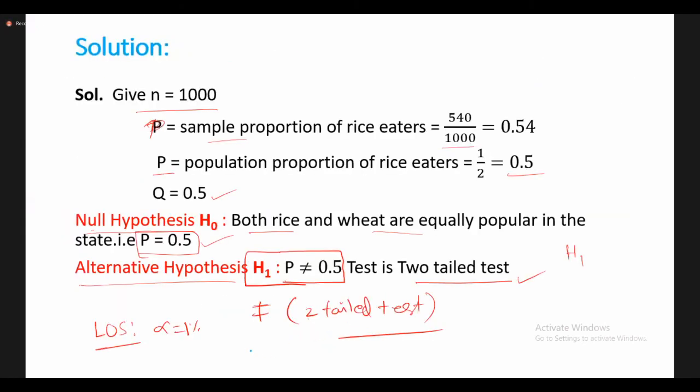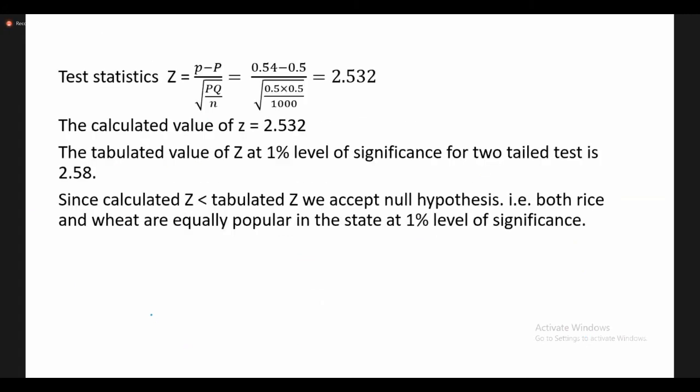The Z tabular value is 2.58 at 1% level of significance and 2 tail test. Third step is over. Now fourth step is test statistic. All of you see the test statistic.